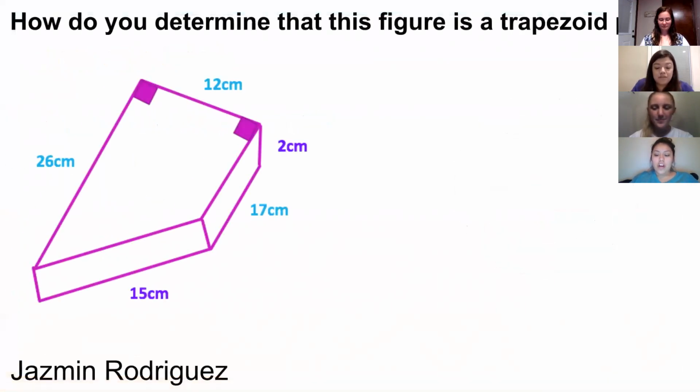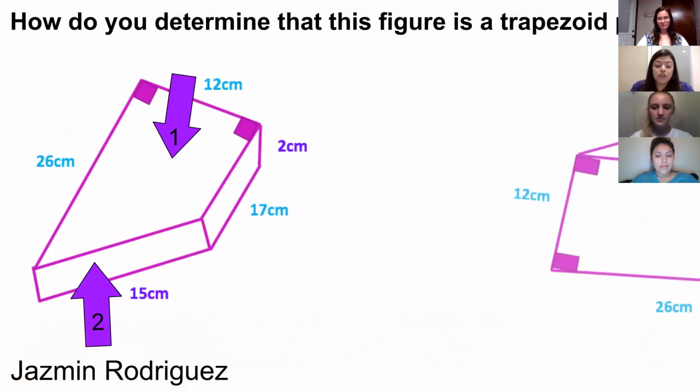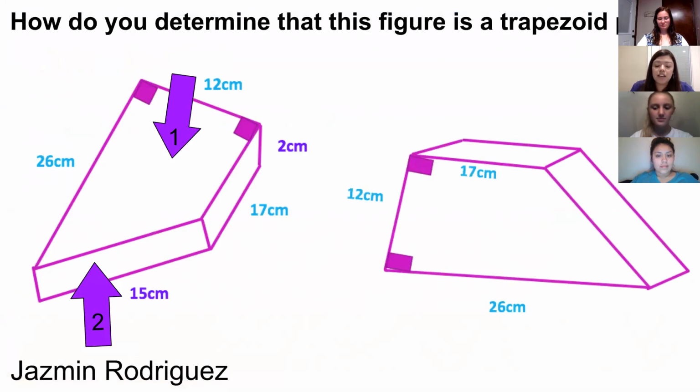Jasmine, how do you determine that this figure is a trapezoid prism? Great question, and I have an answer for you. First, let me tell you that a trapezoid prism is a 3-dimensional solid. Of course, the 3-dimensional part is defined by the prism. It consists of 2 congruent trapezoids, one for its top base, and then one for its bottom base. So we have a trapezoid on the top and one on the bottom. It also has 4 rectangles that connect the corresponding sides of the 2 faces. These faces are also referred to as the lateral faces of the prism.